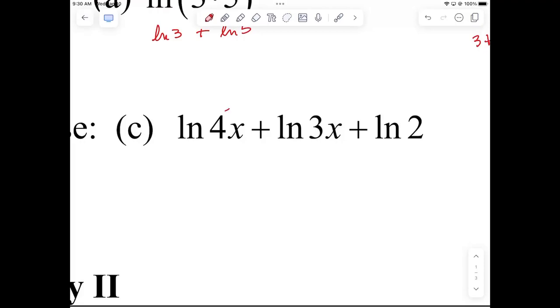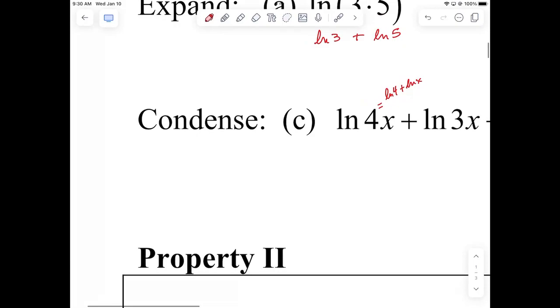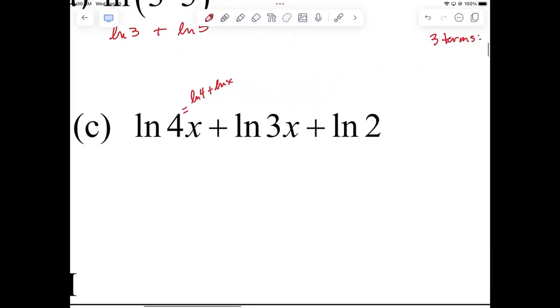No, because what could I do with the natural log of 4x? Plus the natural log. All right, good. If I wanted to, I could expand it further. But is that what the instructions ask me to do? No, I want to condense it.